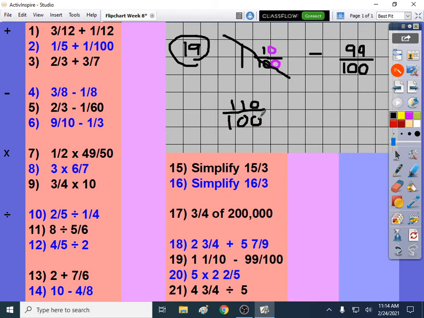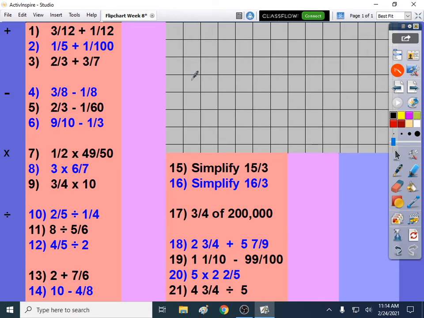We can change that first part too. Take away 99 hundredths. I'll rewrite it just to keep it level on the line. Just copied that one, didn't I? So 110 take away 99 is 11. It'd be 11 hundredths, won't it? 11 hundredths. That's question 19.